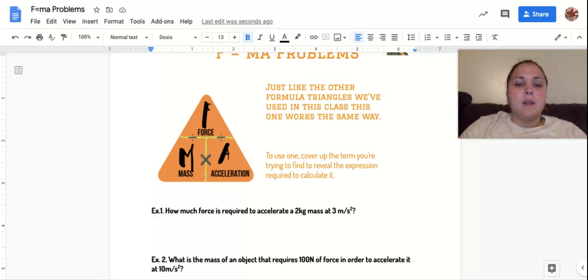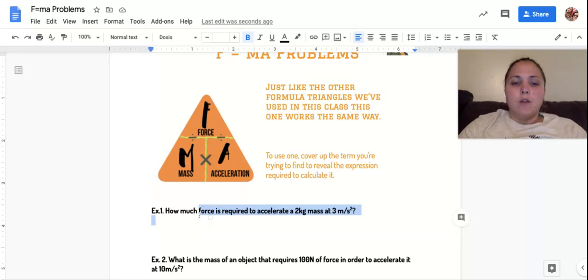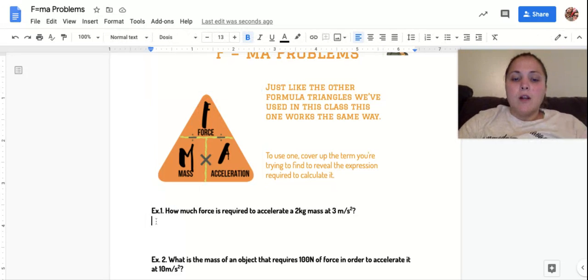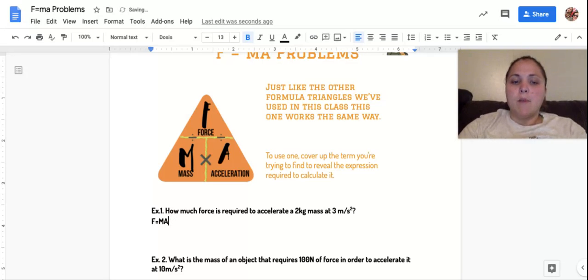Example number 1: how much force is required to accelerate a 2 kilogram mass at 3 meters per second squared? First off, we have to think about what we are solving for, and it says how much force. So we're solving for force. I will cover up the F, and I'm left with mass times acceleration. To show my work, I'm going to type my formula that I'm using: F equals MA.